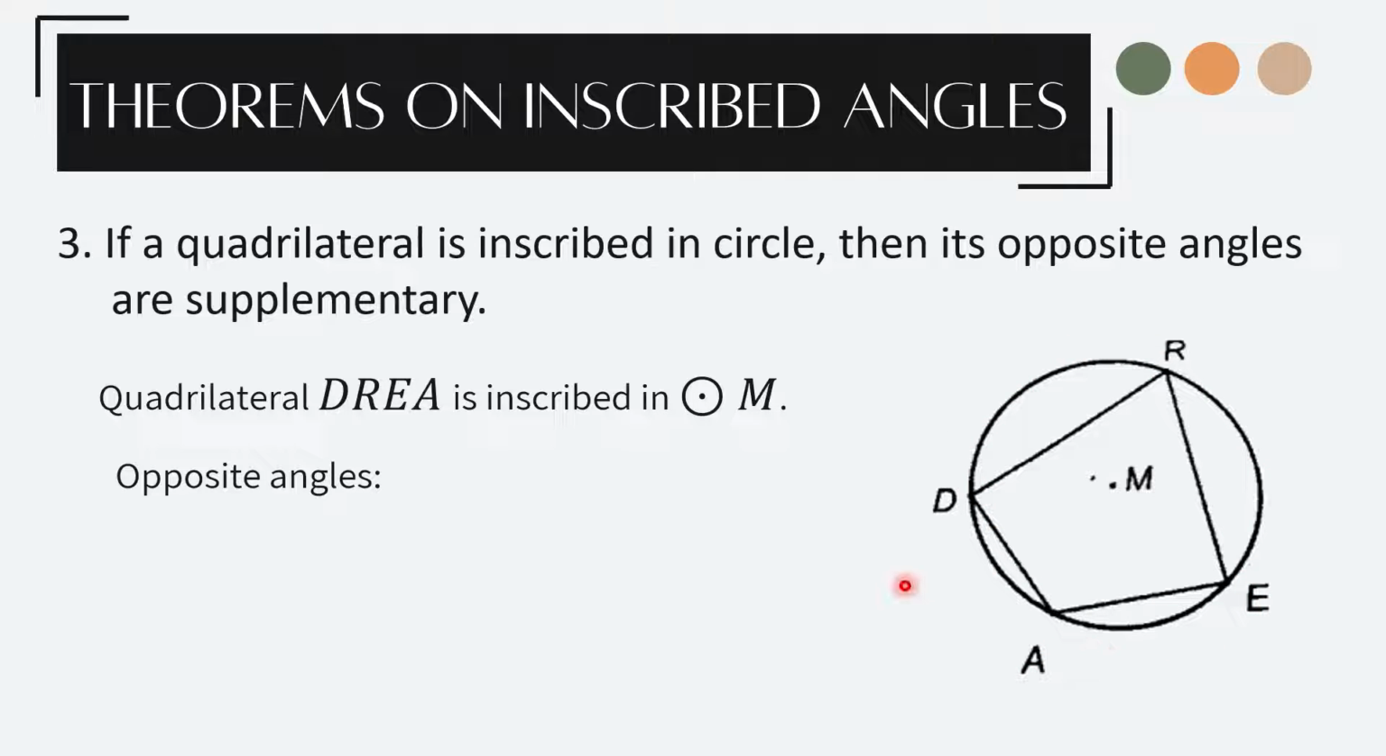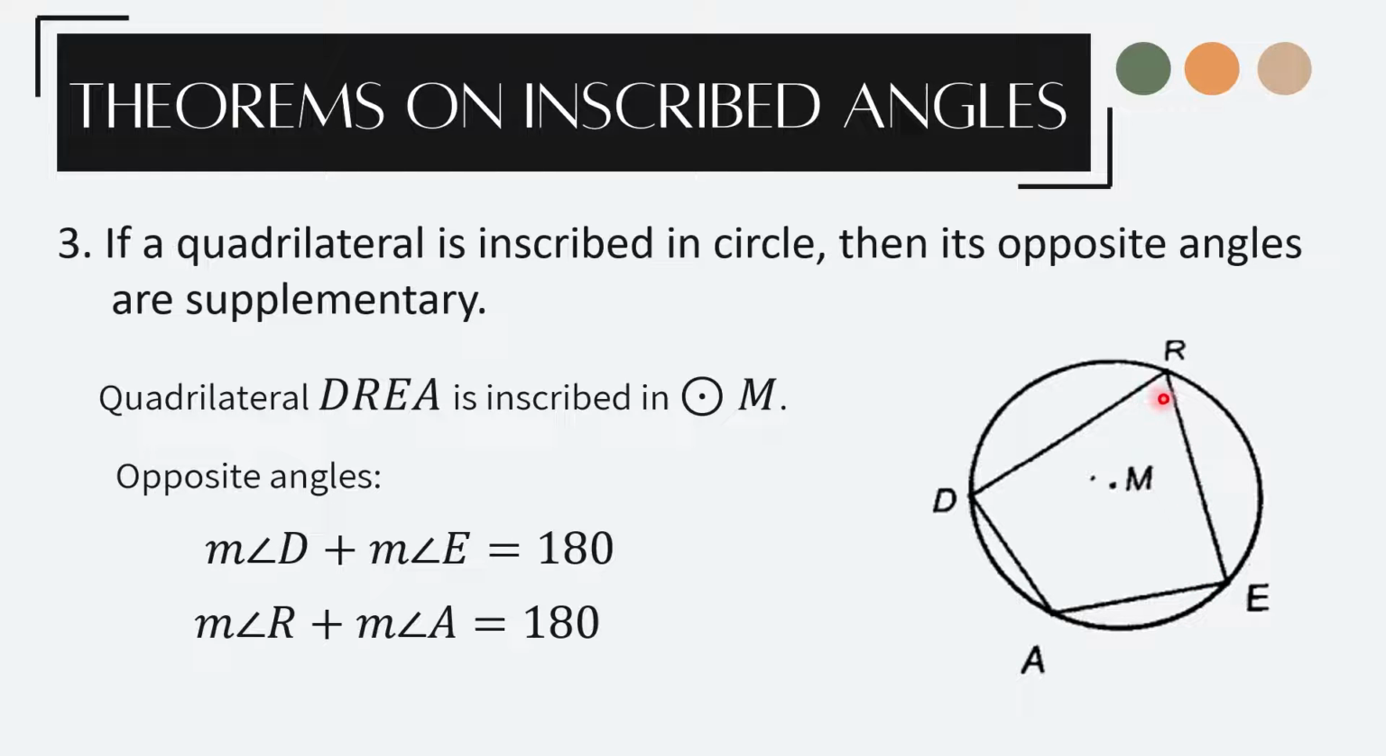Now, alin ba dyan yung opposite angles? So, ang opposite angles, we have two pairs of opposite angles. We have angle R and angle A are opposite angles, and angle D and angle E are opposite angles. Now, according to this theorem, these opposite angles are supplementary. Pag sinabi natin supplementary, the sum of their measures is 180. So we say that the measure of angle D and angle E is equal to 180, and the sum of the opposite angles, angle R and angle A, is also 180.